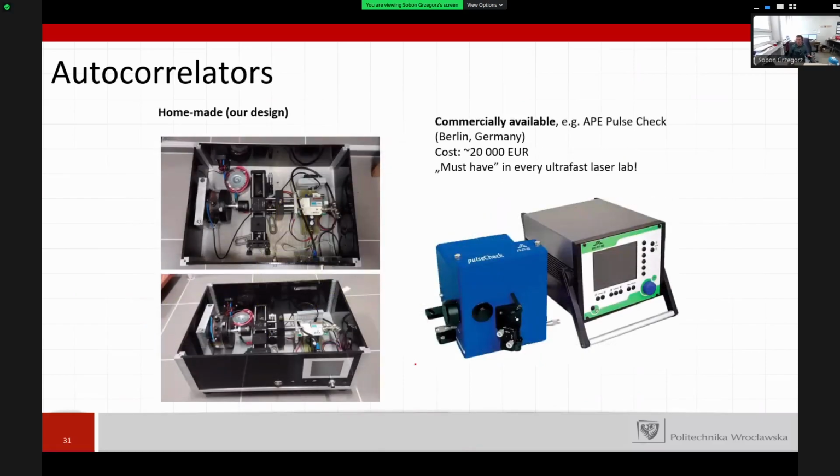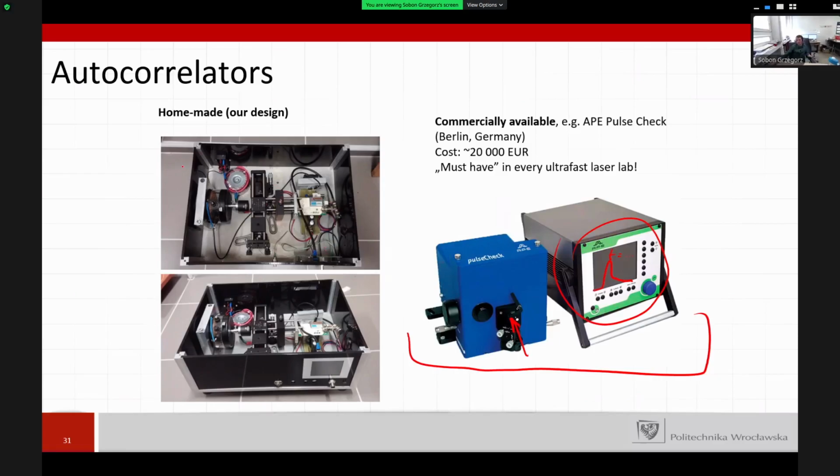So there are autocorrelators available commercially. You can just buy laboratory devices like this here. So you have the optical part, you just couple the light into this hole, this input aperture, and you have a controller that plots the pulse and reads out the pulse duration. You can also build the device by yourself.